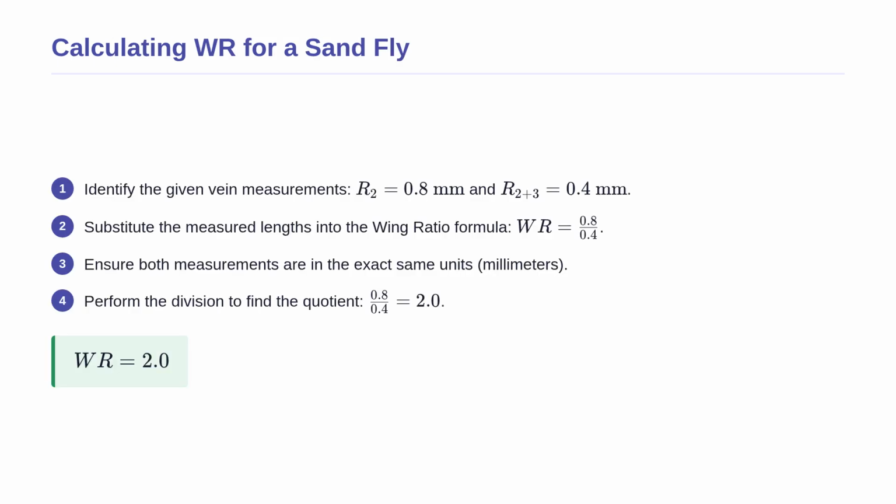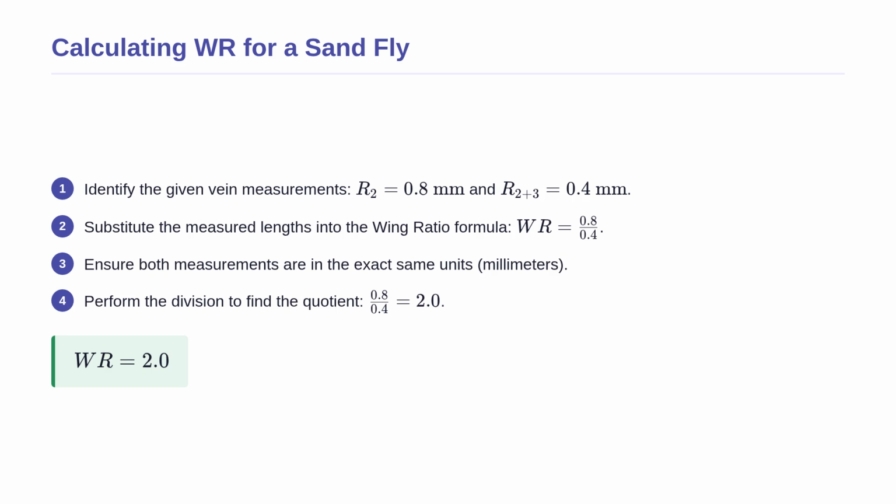Let us apply this formula to a specimen. Suppose a taxonomist measures vein R2 as 0.8 millimeters and vein R2+3 as 0.4 millimeters. We are asked to find the wing ratio to determine the subgenus. We substitute the given measurements into our equation, placing 0.8 in the numerator and 0.4 in the denominator. It is vital that both are in millimeters, so the units cancel out. Dividing 0.8 by 0.4 gives us a final wing ratio of 2.0.